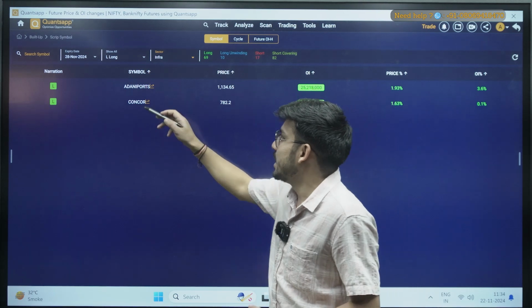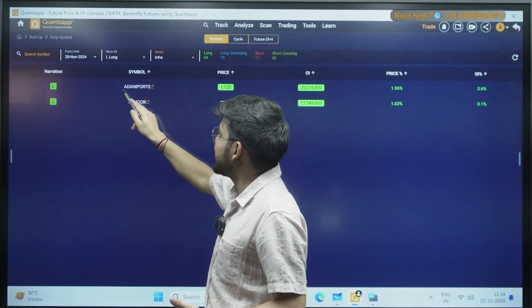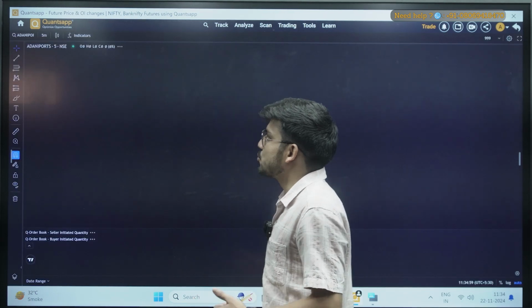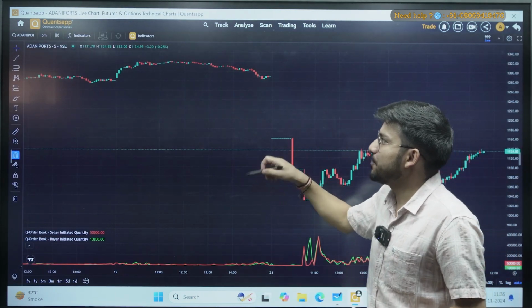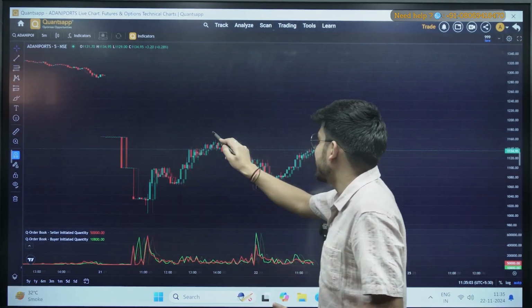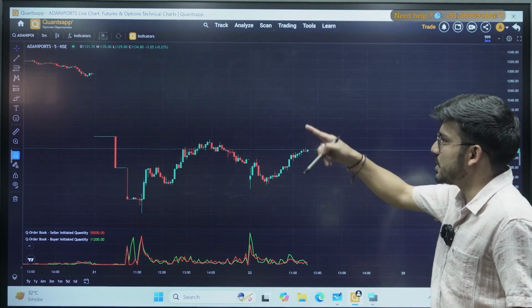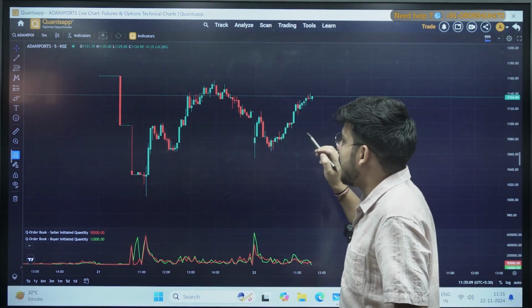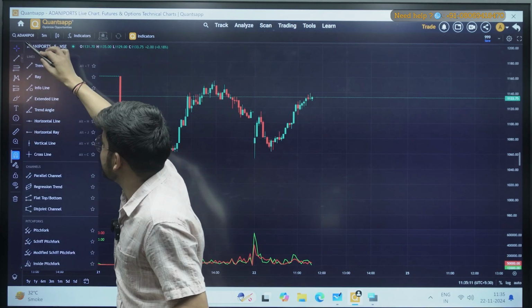So what I have to do then, after all this analysis, if I'm selecting Adani Ports, I can just directly click on this symbol. So I'll be directly directed to the chart here. You can see this is Adani Ports, and this is the current market right now for Adani Ports in 5-minute time frame. Now in 5-minute time frame, I can see my market took a very good support here.